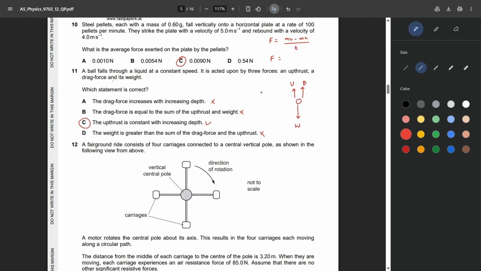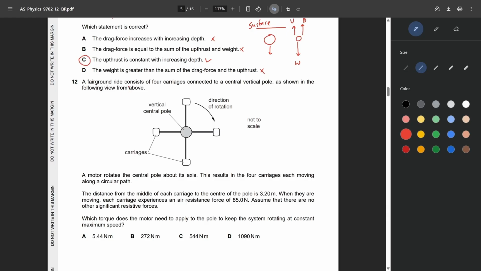Upthrust depends on the volume of the liquid that is displaced, right? So if we assume this is the surface of the liquid, and the ball is completely submerged inside the liquid, no matter how much it falls through the liquid, it's not going to displace more volume of liquid than it already did after it became submerged, right? So the upthrust remains constant with depth because the volume of displaced liquid does not increase with the depth. So C is our answer.